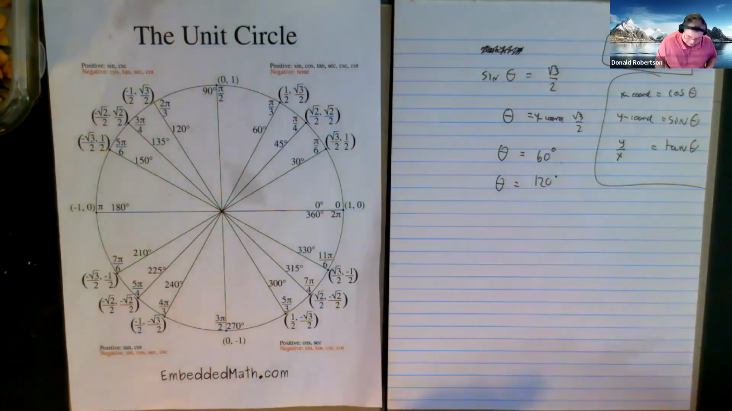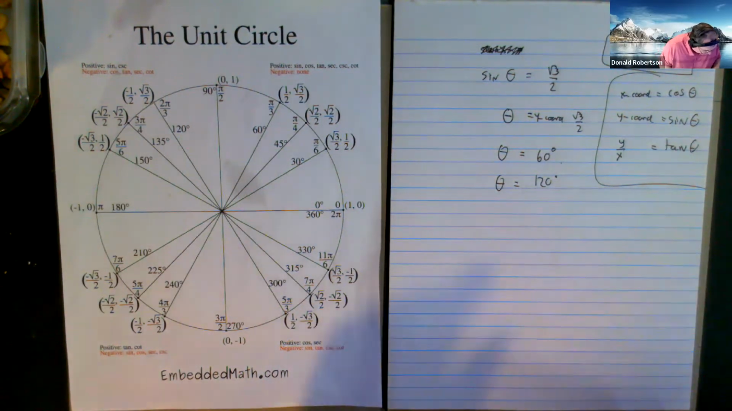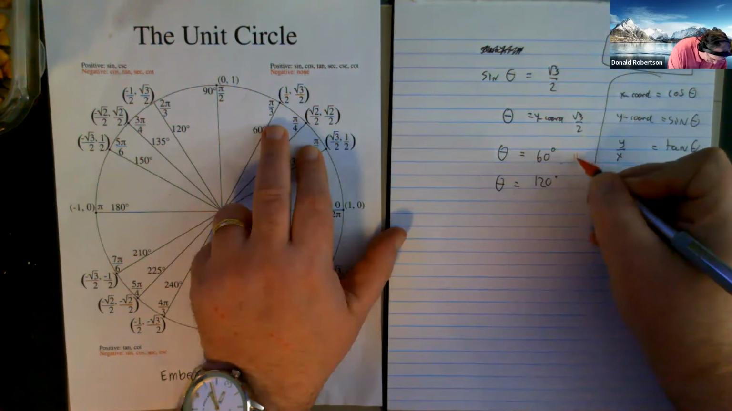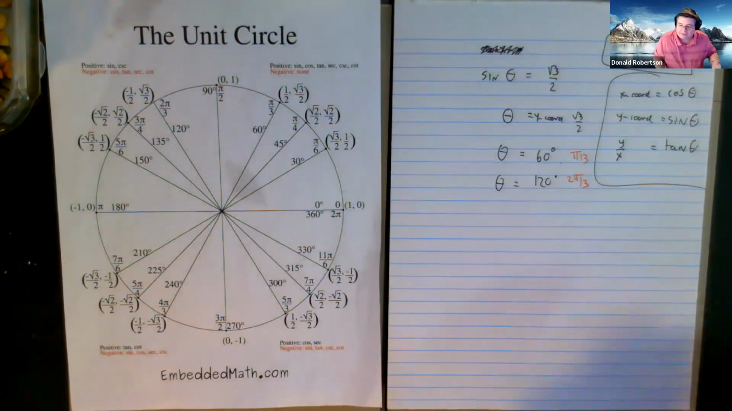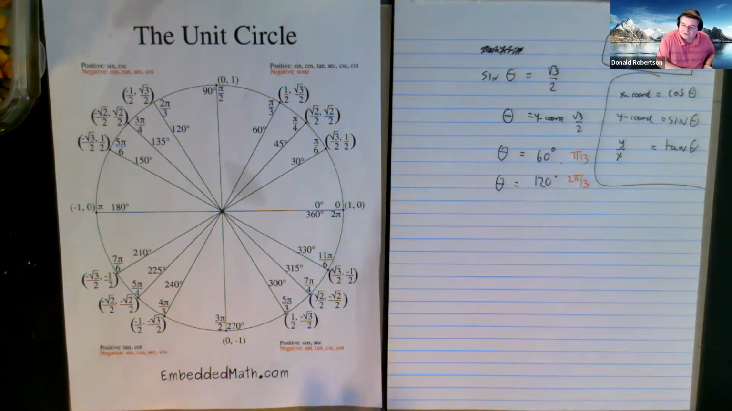120. 120. Great. Good. Now, if the question had been in radians, I wouldn't have done anything different. I would just have said pi upon 3 and 2 pi upon 3, right? So if it's radians, it's radians. If it's degrees, it's degrees, right? The unit circle doesn't really care.